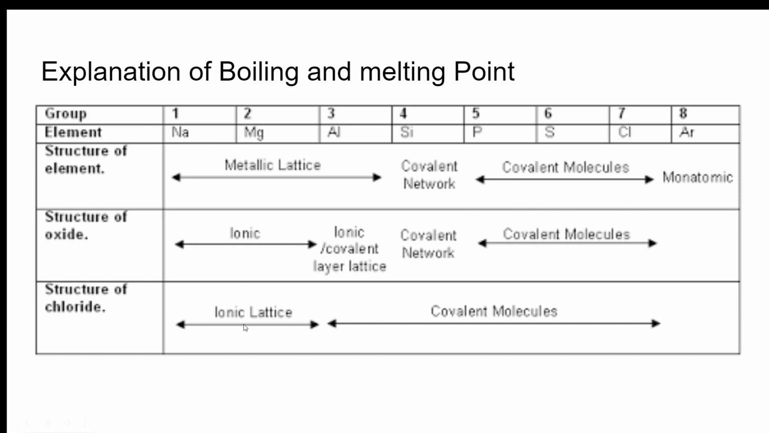For structures of chlorides, chlorides are still going to form an ionic lattice, okay? And ionic lattices are going to end up being things that have a high melting point, and then from aluminum all the way down to argon, those are going to be covalent molecules, and therefore covalent molecules are going to have a really low melting point. Okay.